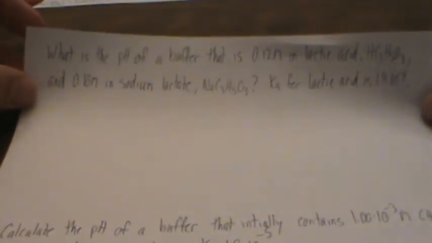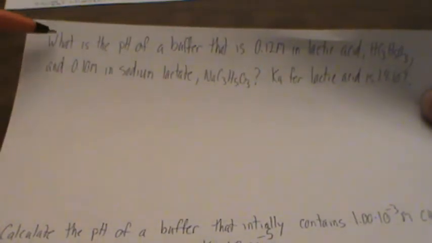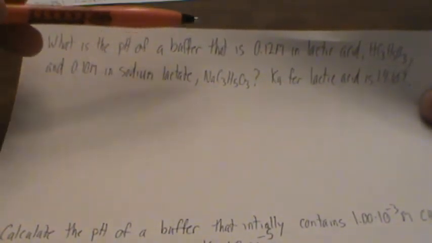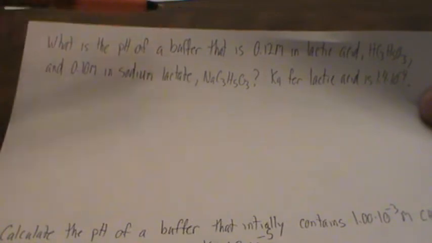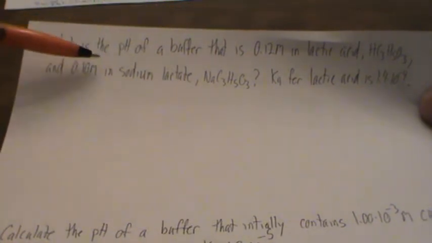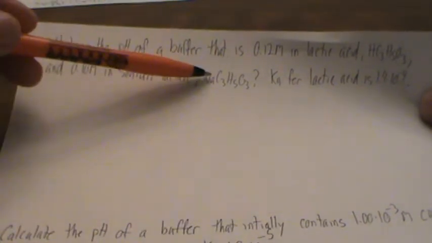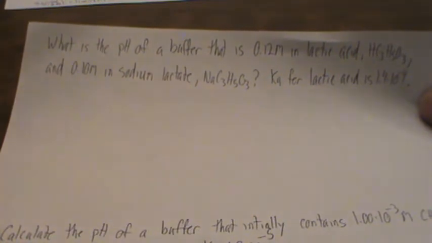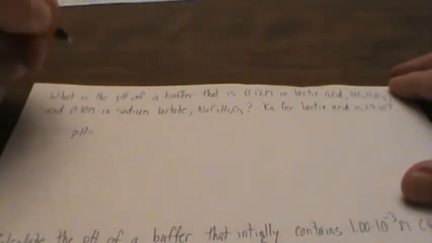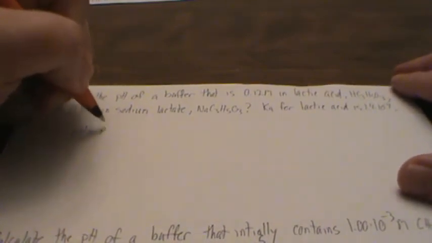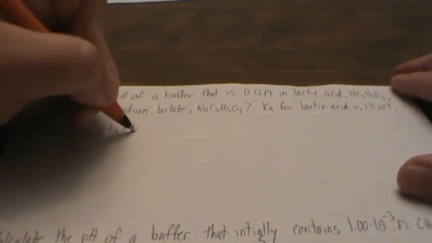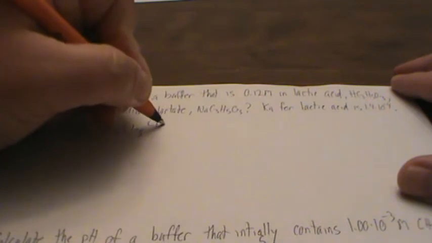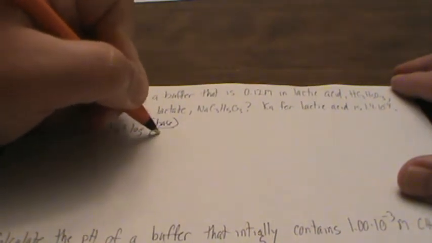All right, so let's look at two examples. What is the pH of a buffer that is 0.12 molar lactic acid and 0.10 molar sodium lactate? And the Ka for lactic acid is 1.4 times 10 to the negative fourth. All right, so if we use the Henderson-Hasselbalch equation, pH is equal to pKa plus the log of the concentration of the base over the concentration of the acid.